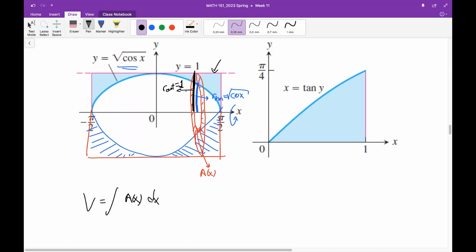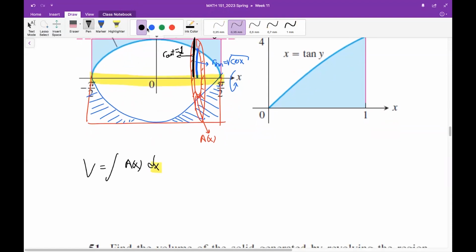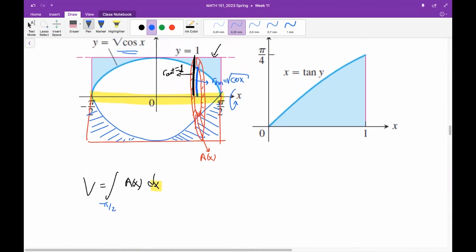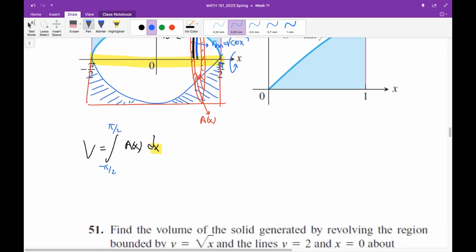Okay, we have what the inner radius is, what the outer radius is. So we are ready to construct the integral. And these are the boundaries of your region over the x-axis. The boundaries of x are given by minus pi over 2 to plus pi over 2, I guess. Okay, what about the area?